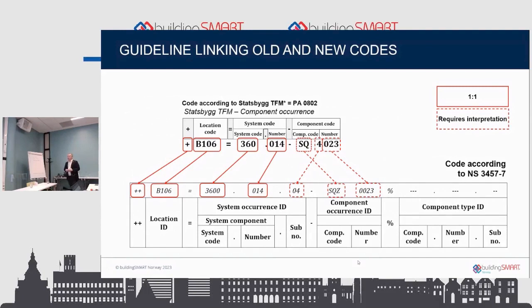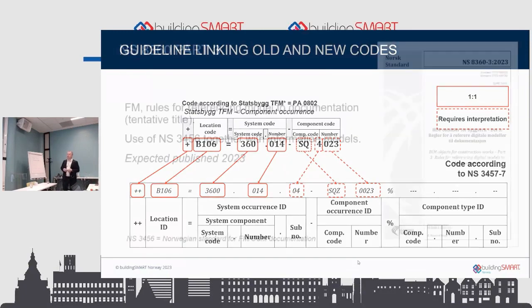In this case, I just took the code for component occurrence, which is one of the strings, and showed you how it can be mapped either directly or with some kind of interpretation that in most cases can be computational. So just with a small script, you can use them together. You can work, for example, in a newer context with old information.